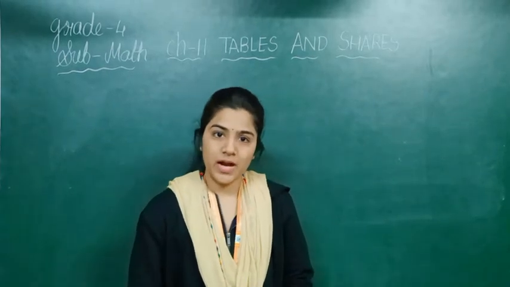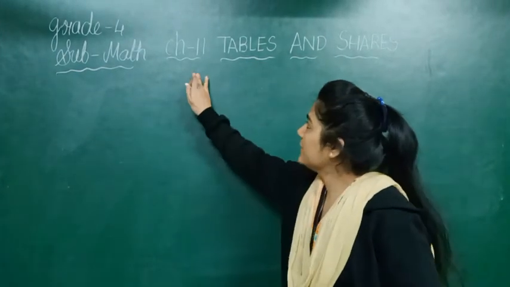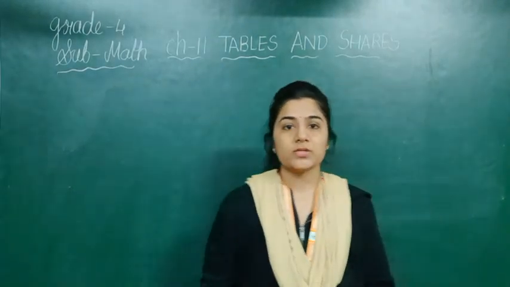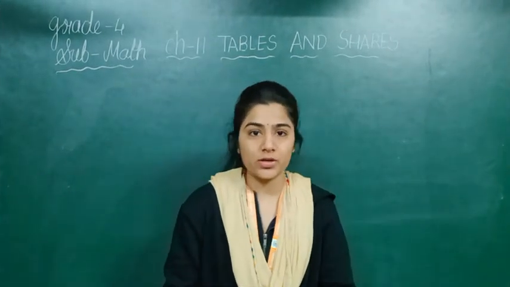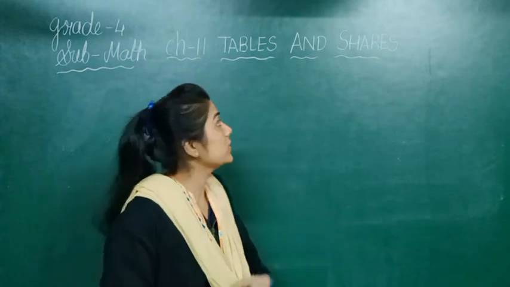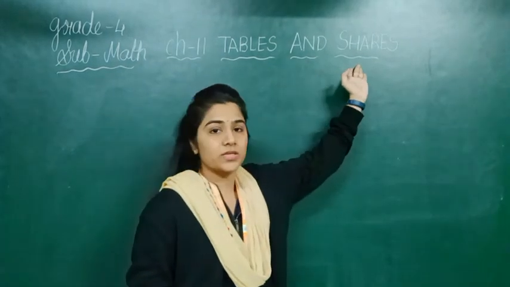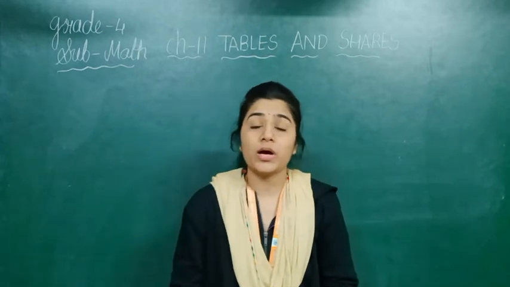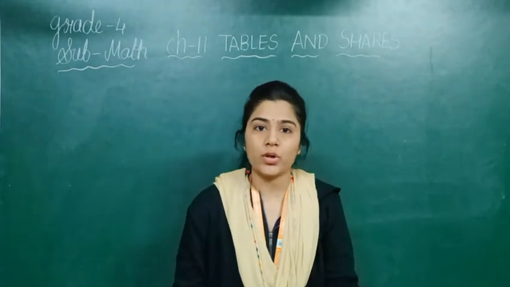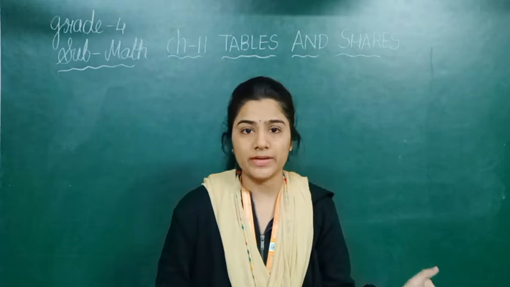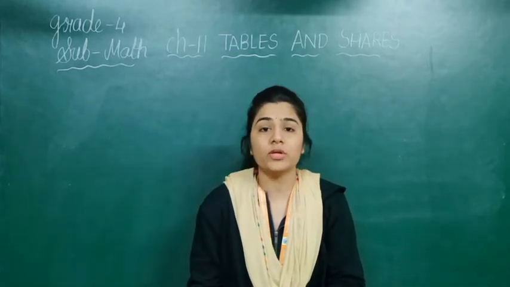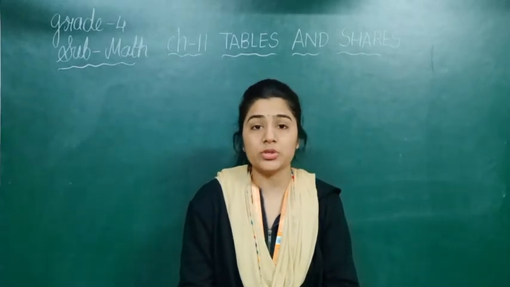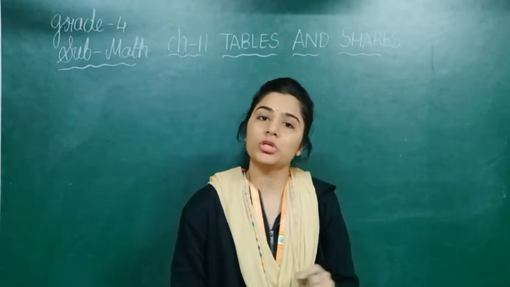Today we are going to start the new chapter, which is chapter number 11, tables and shares. First of all, by looking at the heading of the chapter, you should know the meaning of this: tables and shares. About the tables you are aware, right? You were learning the tables in lower grades also, but in grade 4 you have to learn the table from 1 to 20. Means you should know the table up to 20.